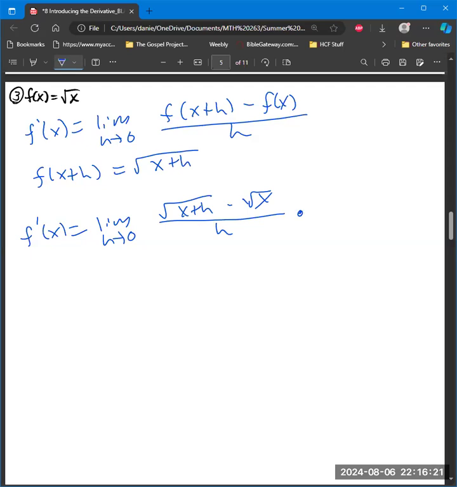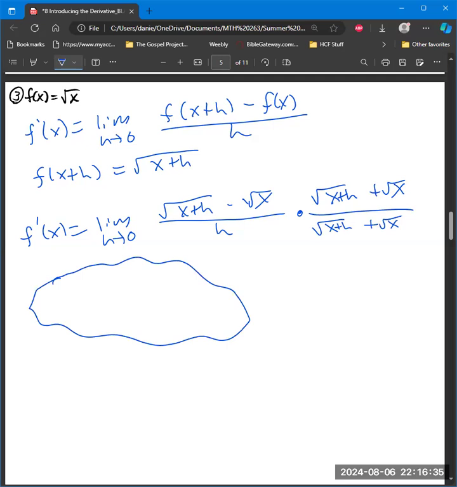So we're going to have to multiply by the conjugate of the numerator here, the square root of x plus h plus the square root of x, over the square root of x plus h plus the square root of x. Thought bubble here: why we're doing that is because a minus b times a plus b is equal to a squared minus b squared. And if either a or b or both have square roots in them, then squaring them is going to get rid of the square roots. So that's what's going on here.